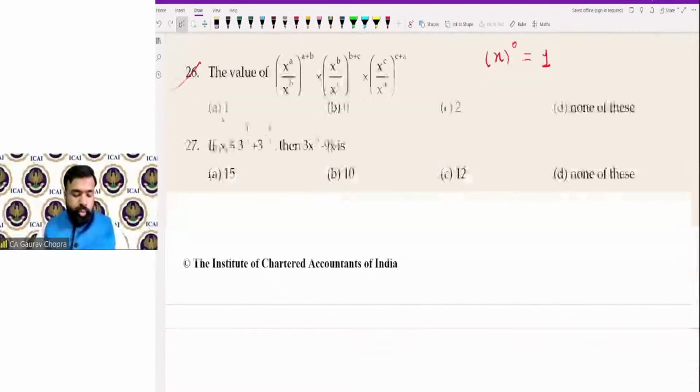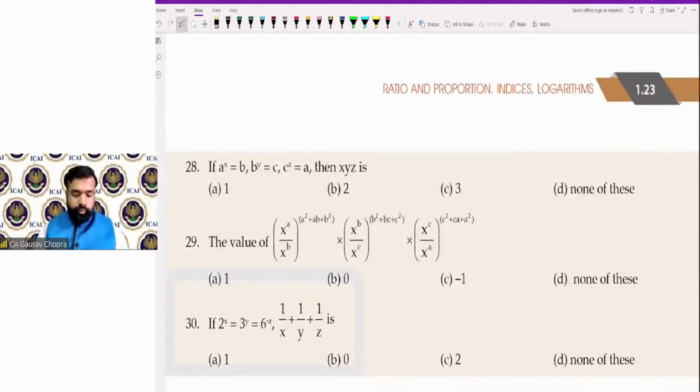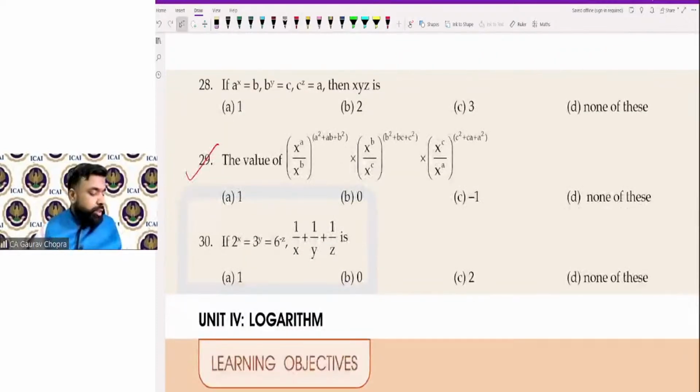Then let's try another one. Yes, 29 is exactly same as what we have done now. It is same. Yes, question number 30 is different. Let's try question number 30 now.